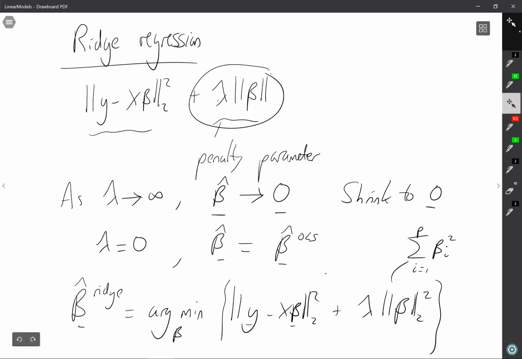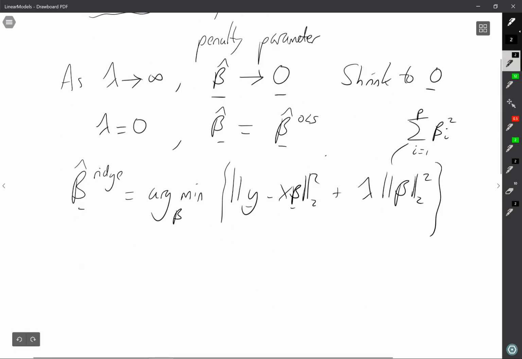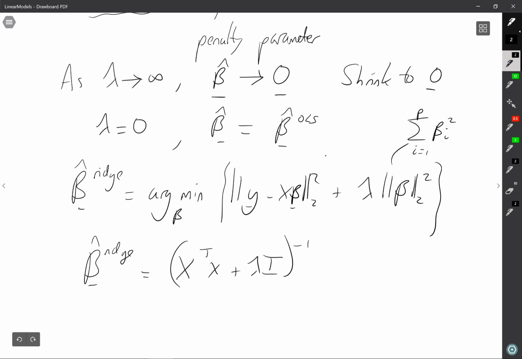You've probably seen this if you're an undergraduate here. You probably saw it in the second year module. If you're an MSc student, you may or may not have seen it before. But don't worry, it's just like ordinary least squares. What you're going to see on the example sheets is that our ridge regression estimator, beta hat ridge, is equal to x transposed x plus lambda I, inverse, x transposed y.